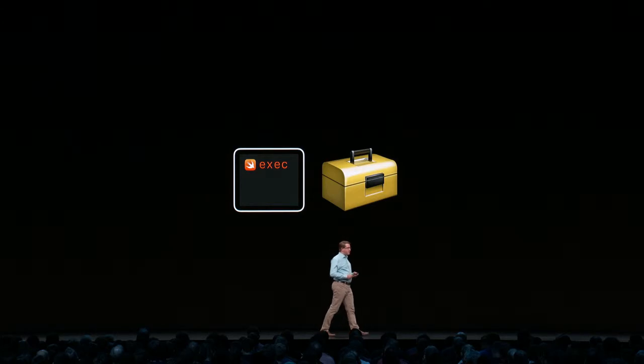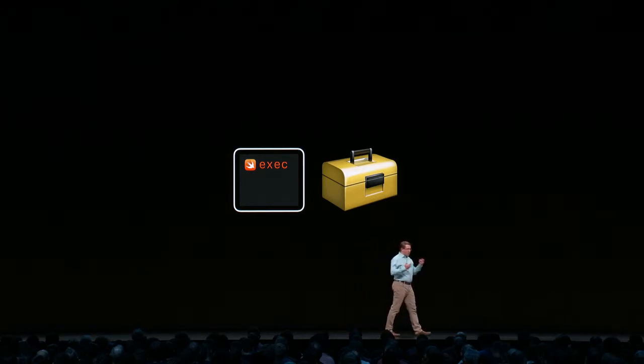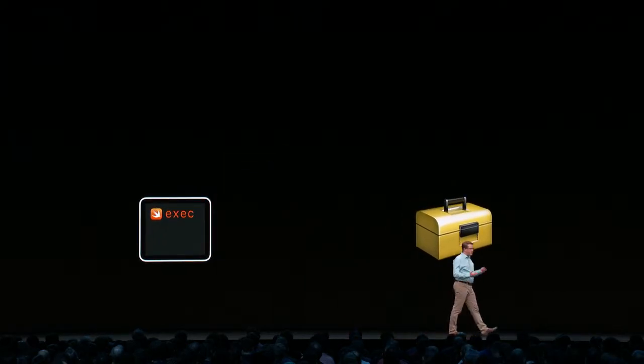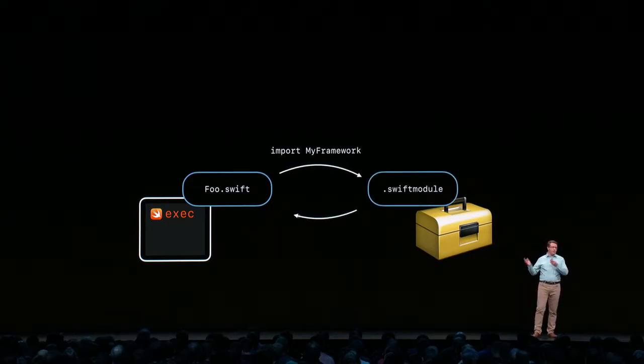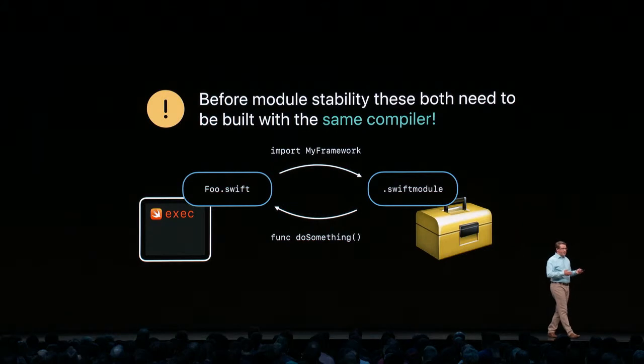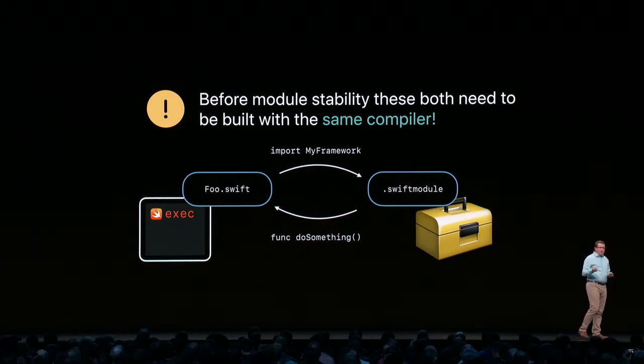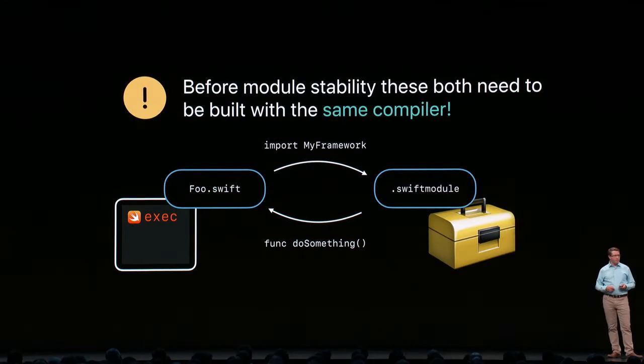So if we return back to this example, imagine we're compiling the program. So we have a source file, it references the framework, and what happens is the compiler goes and reads the Swift module file, gets the available APIs. But the details in this module file are really rich and in many ways very tightly coupled to the compiler itself. So we had the same problem as with ABI stability. The only thing that worked is that these two pieces had to be compiled with the same compiler.